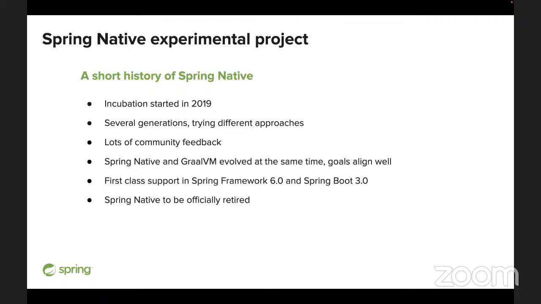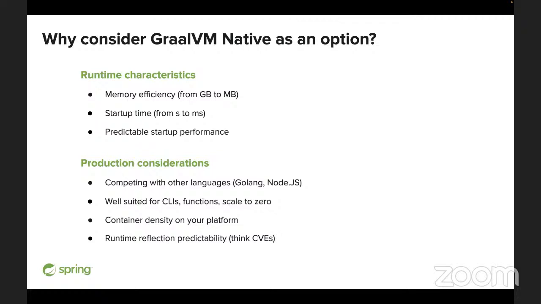So if you look at Spring Native as a project, it's going to be retired. We won't refer to Spring Native anymore. Native support will just be a feature of the ecosystem. So why would you want to try this out, or why would you want to consider it for your applications? GraalVM is really a very interesting piece of tech. It changes the game basically for some Java applications.